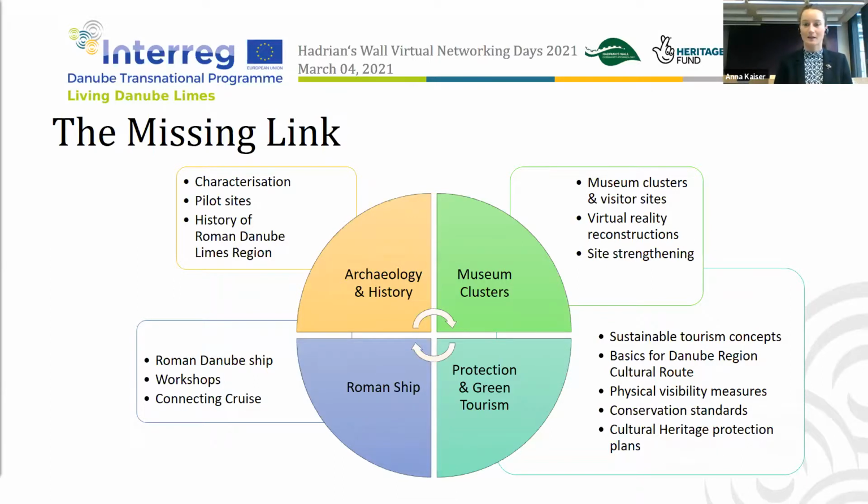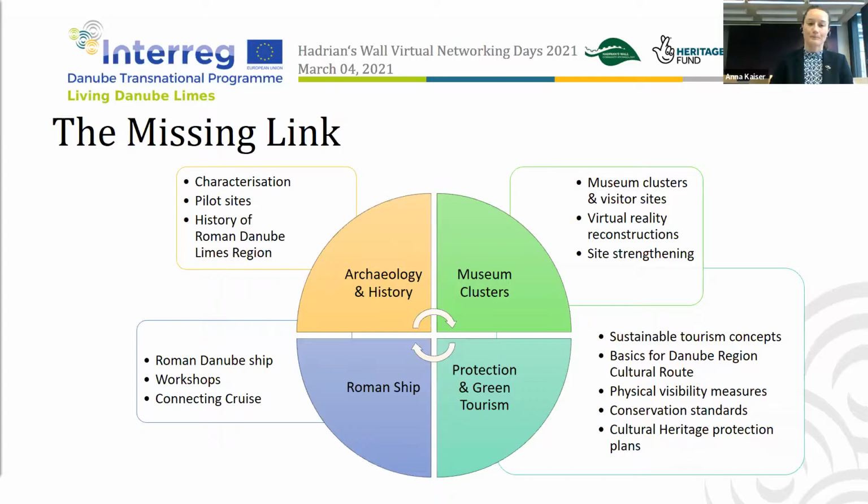We called it a connecting cruise. So it's actually the physical thing that is connecting all the partner countries, all the Danube countries, when traveling down from Germany to the Black Sea. There are going to be stops at at least all the pilot sites chosen in the project, so in each partner country. And this cruise shall then highlight the Roman history and the Roman past and make it tangible for as many people as possible, from inhabitants to tourists to everyone interested.